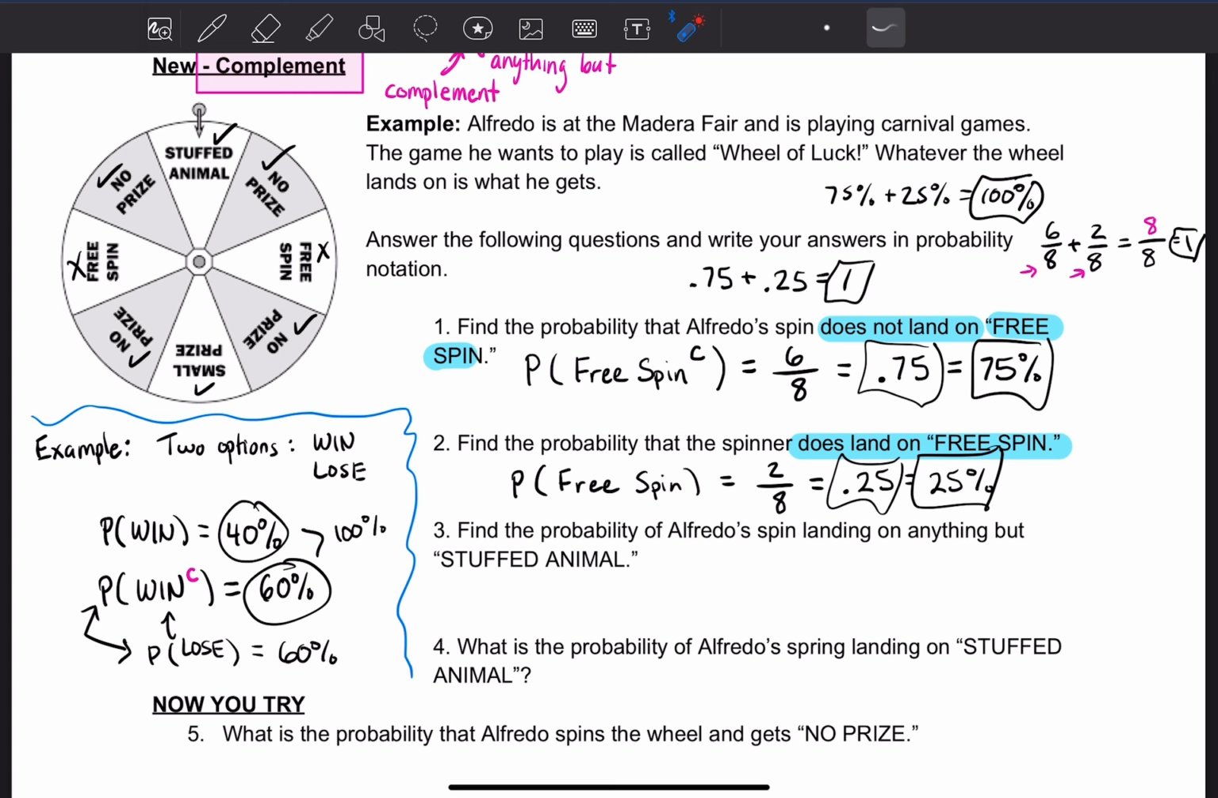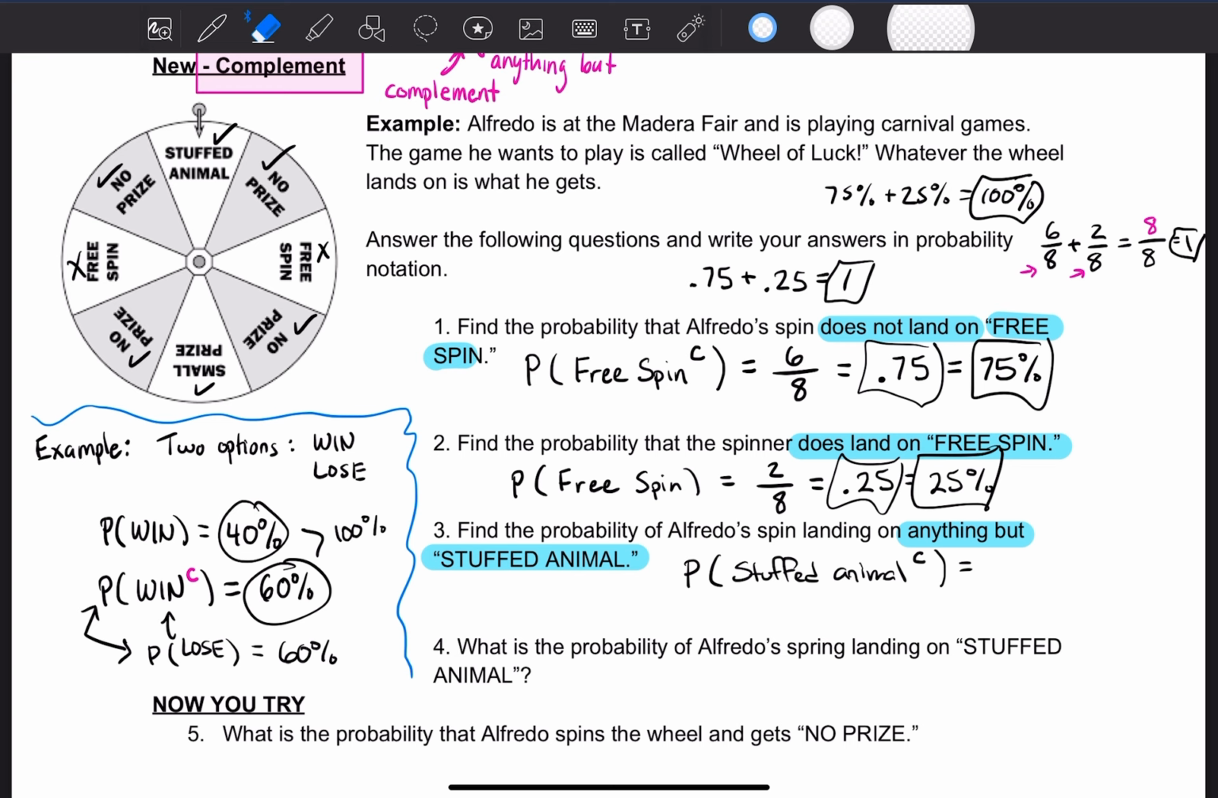Find the probability of Alfredo's spin landing on anything but stuffed animal. So the outcome here is anything but stuffed animal. We're going to write this as the probability of, and I'm going to write stuffed animal, but we want anything but a stuffed animal. So we want the complement of a stuffed animal. The complement of stuffed animal, or not landing on stuffed animal, or anything but a stuffed animal, these are all the same thing.